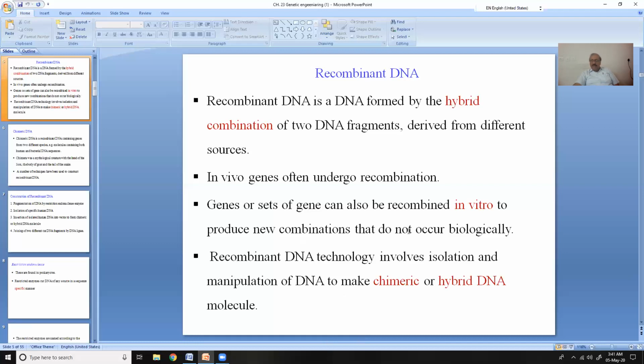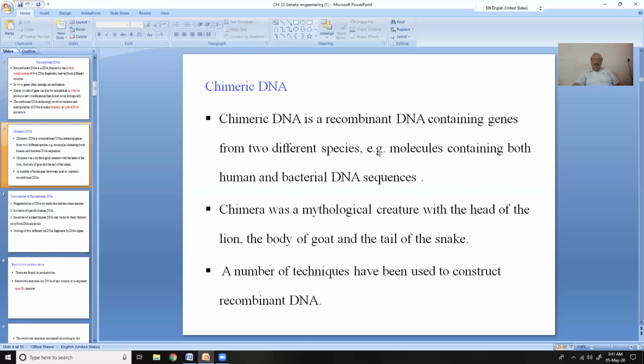Okay, so it is the recombinant DNA, which is the DNA formed by the hybrid combination of two DNA fragments from different sources. Later on I will be explaining you that. This is a recombinant DNA containing genes from two different species. Example, molecules containing both human and bacterial DNA sequences. Because you may find one strand from the human beings, one strand from the bacteria E. coli, then it is a recombinant DNA or a DNA hybrid or a chimeric DNA.